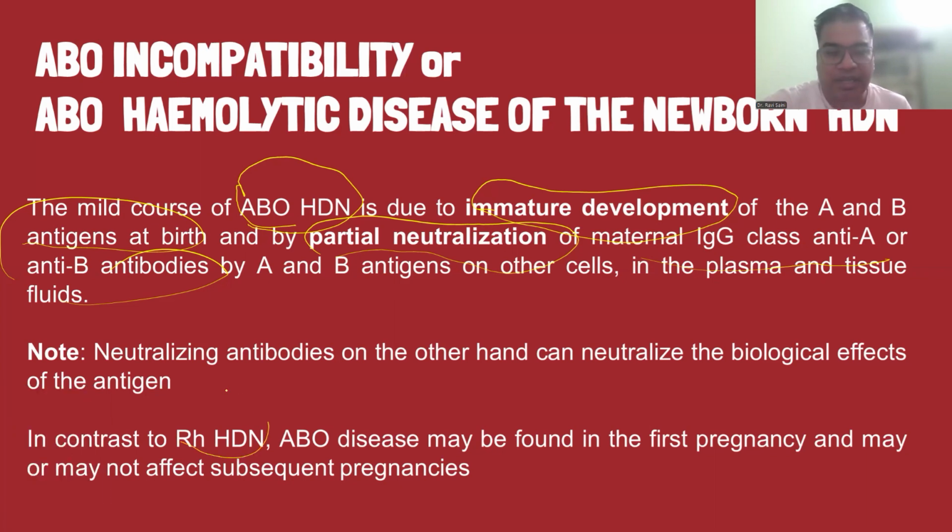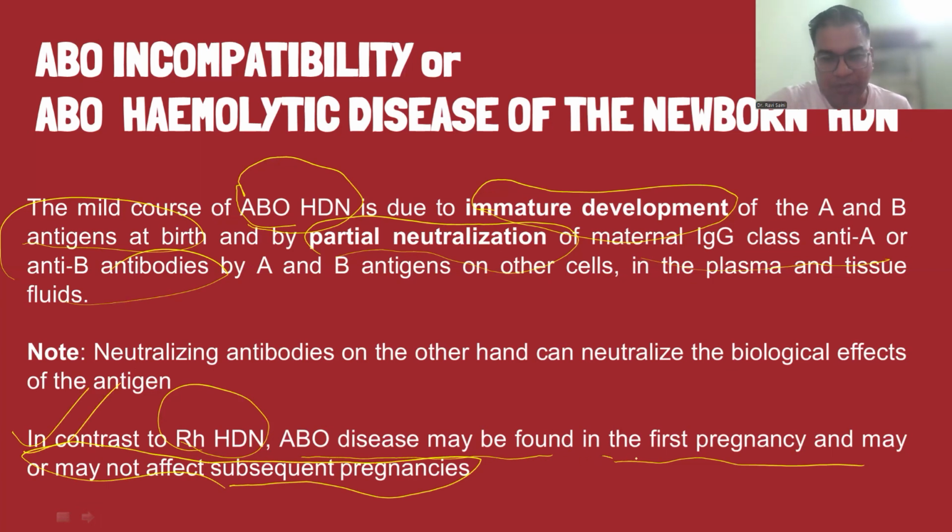In contrast to RH hemolytic disease of the newborn, ABO disease may be found in the first pregnancy and may or may not affect subsequent pregnancies. But RH incompatibility will always have harmful or fatal effects in case of subsequent pregnancies.